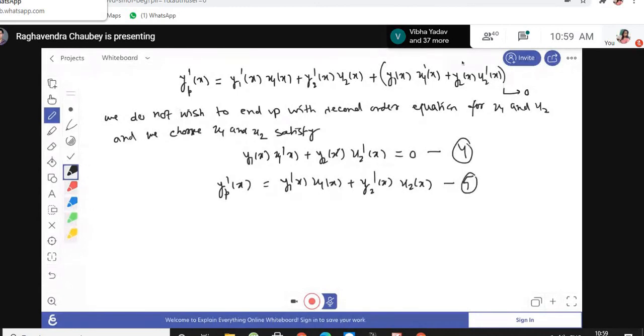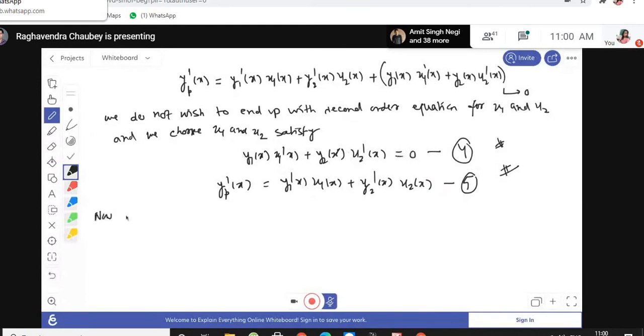So if we take this equal to 0, yp' is this thing. Okay, so this is your important equation, basically this equation 4, because we use this condition. So if we find the values of u1 and u2, we always use this condition 4.